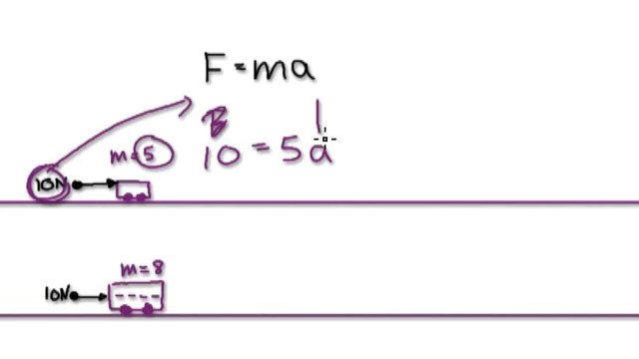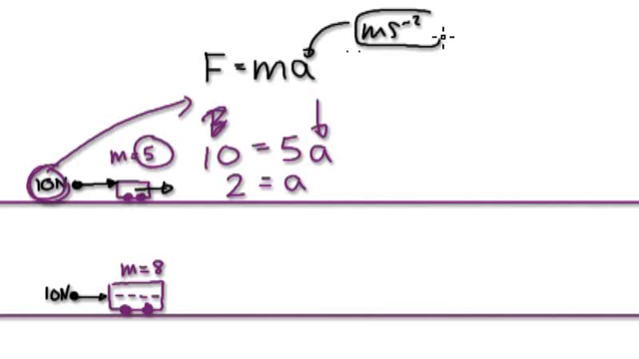So we can work out the acceleration. Divide both sides by 5. That will give you 2. So A here equals 2. So what that means is this car will accelerate at 2. The unit of acceleration is meters per second squared. I've explained this in one of the earlier videos, so if you don't understand it, scroll back. So the acceleration of this car is 2 meters per second squared.